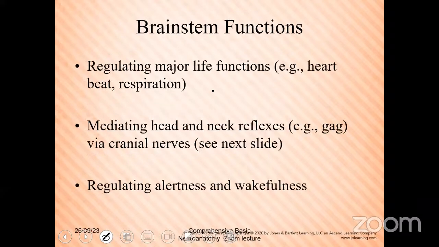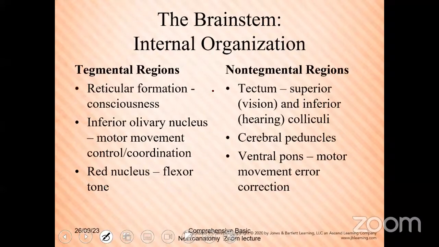And brainstem functions, as I said, it regulates major life functions, heartbeat, respiration, etc. It mediates head and neck reflexes, these are called. Some of the righting reflexes it also mediates, and the gag reflex. Also via cranial nerves, you can see in the next slides. And the reticular activating system that is present in the brainstem is ascending, and it supplies both the cerebral hemispheres and causes alertness and wakefulness. These are the main brainstem functions: regulating major life functions, head and neck reflexes, alertness and wakefulness.